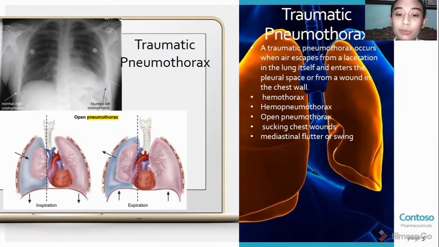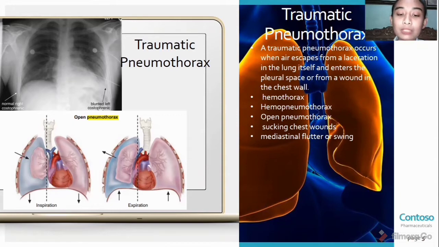A traumatic pneumothorax resulting from major injury to the chest is often accompanied by hemothorax, a collection of blood in the pleural space resulting from torn intercostal vessels, laceration of the great vessels, or laceration of the lungs. A hemopneumothorax is when both blood and air are found in the chest cavity after a major trauma.